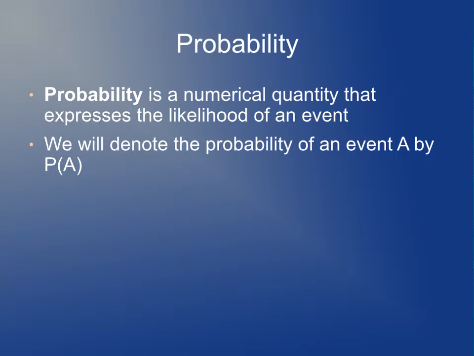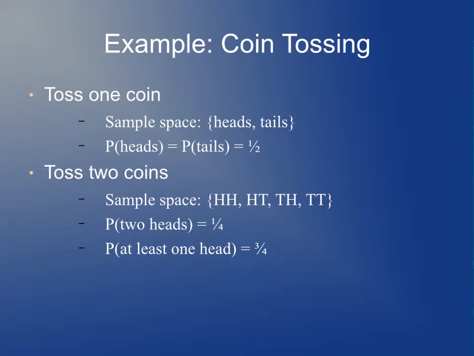So the simplest definition of probability is that it's a numerical quantity that expresses the likelihood of an event. In general, we'll denote the probability of a given event A by P(A). So let's go to the coin tossing example. Let's say that we toss a single fair coin and look at whether it's heads or tails.